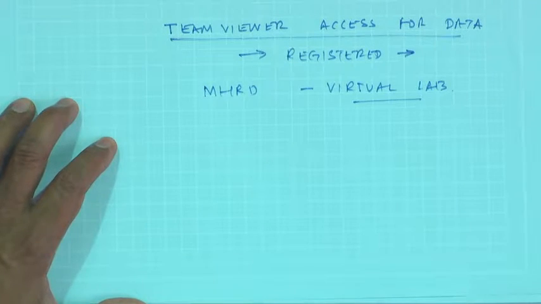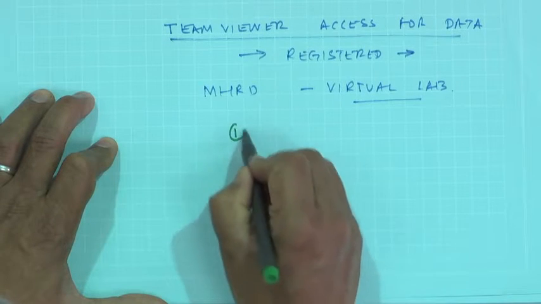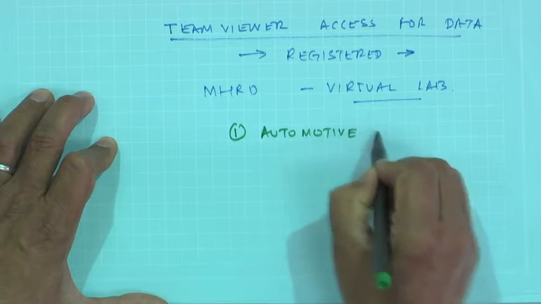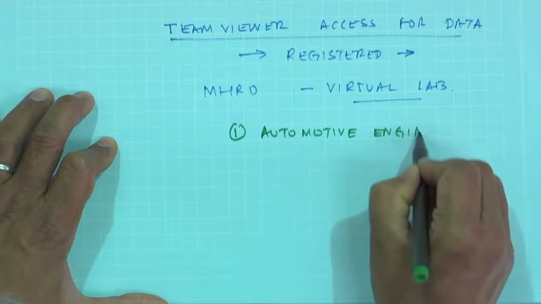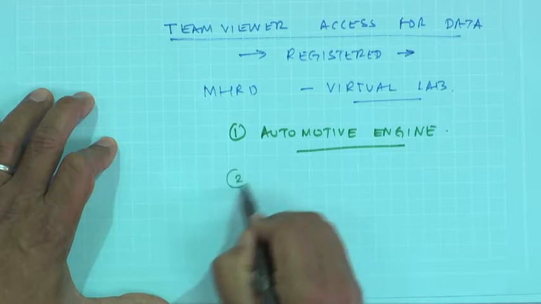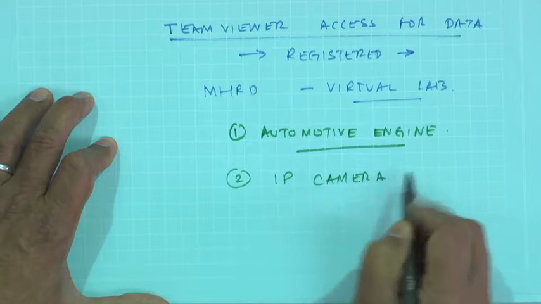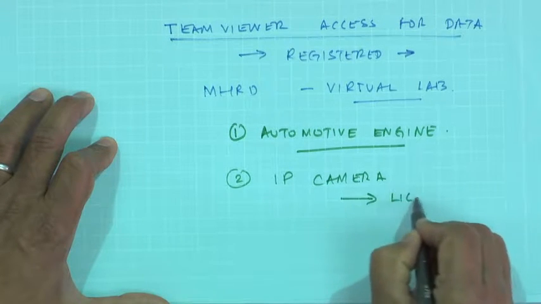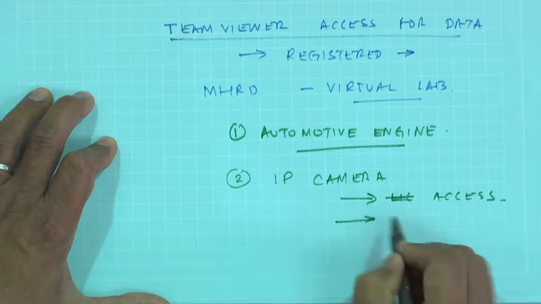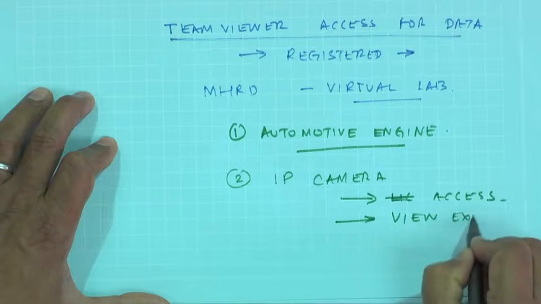So, we have such systems running, and then you can access them to do any tests on an automotive engine. This is also available on the internet, and of course, we have an IP camera, where I can give you a license or access, so that you can view some of the experiments while they are being conducted.